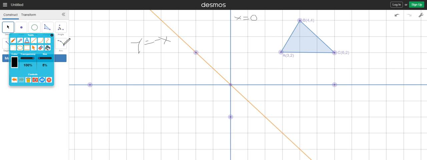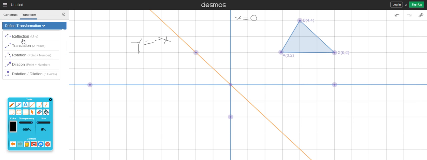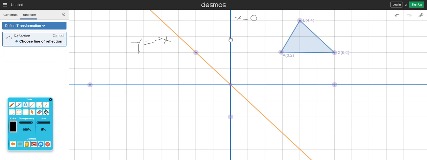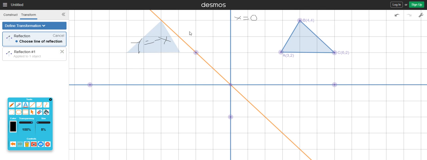So we're going to reflect this shape twice. We're going to be performing a transformation here, a reflection. We're going to choose to reflect it over x equals 0 first, and we're going to apply that to the shape. So it's reflected over that. Now we're going to do another reflection, except I'm going to reflect it over this line, y equals negative x. I'm going to apply this to the shape. So I've reflected it there twice.